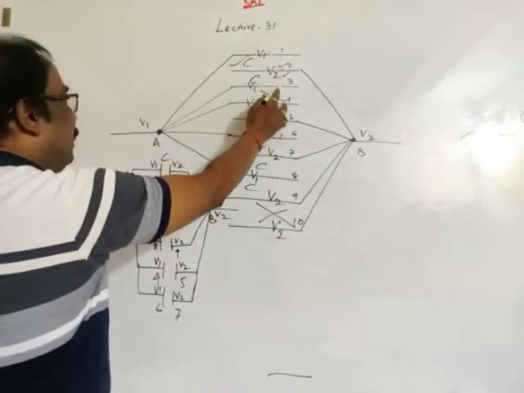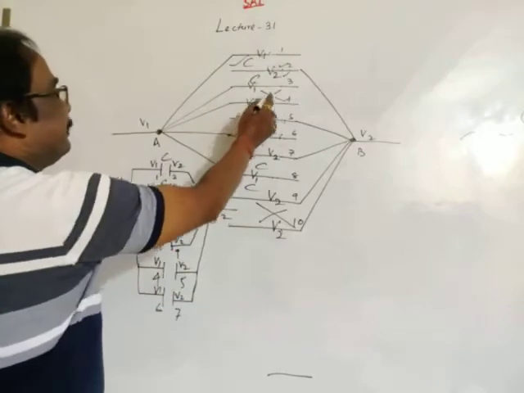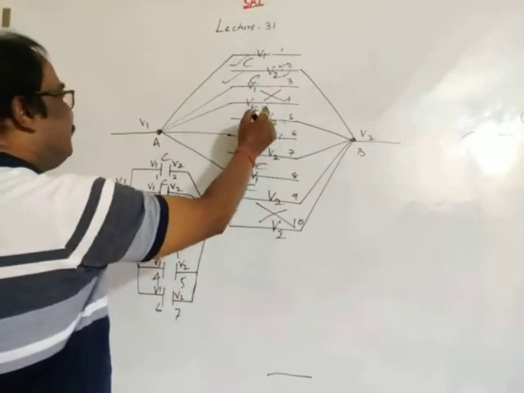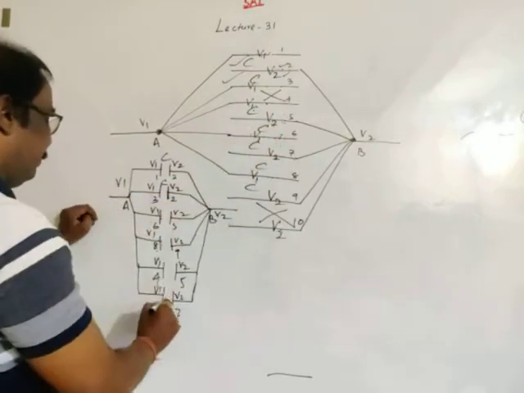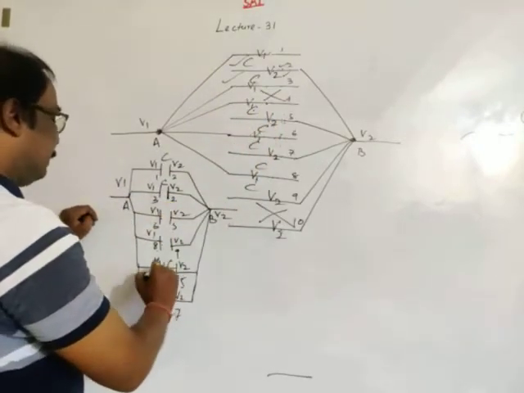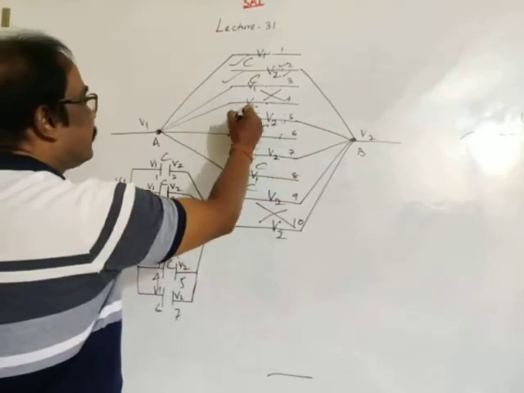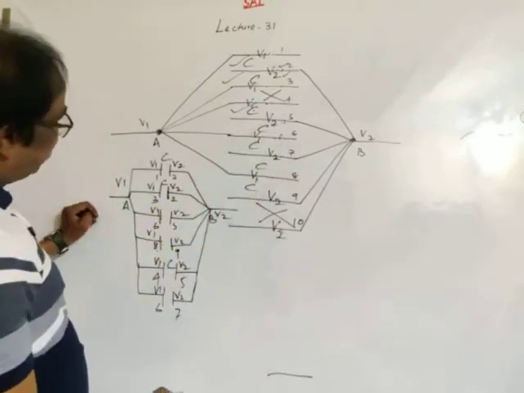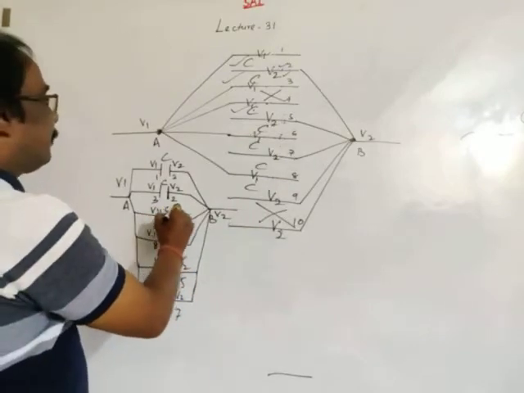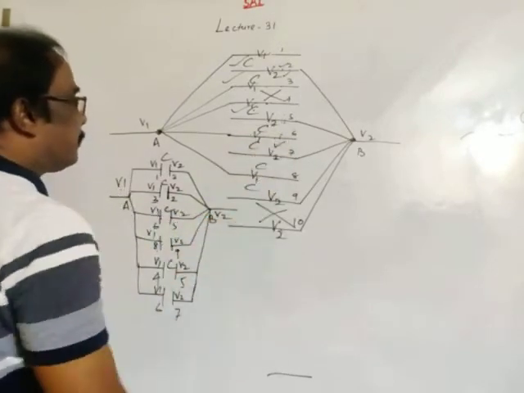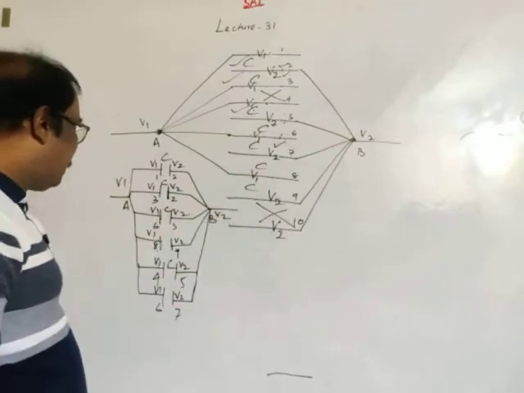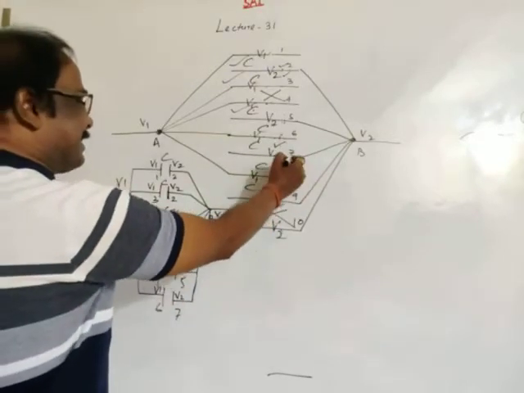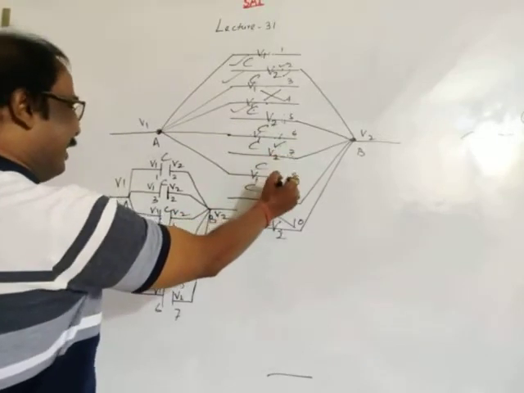Between 2 and 3, we have taken C, these two. Between the 4th and 5th plate, this capacitor we have taken. Between the 5th and 6th plate, we have taken this one. Between the 7th and 8th plate, this is missed.